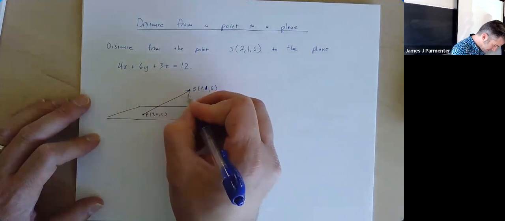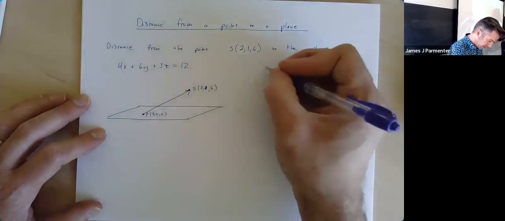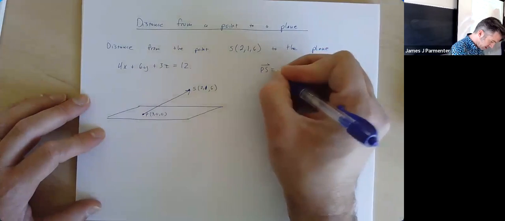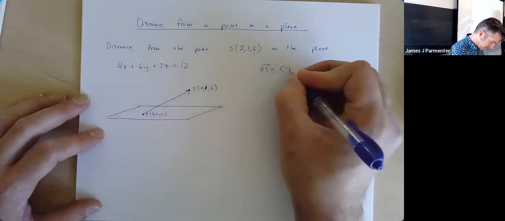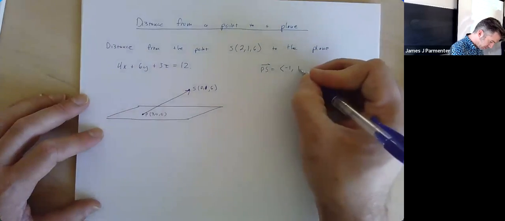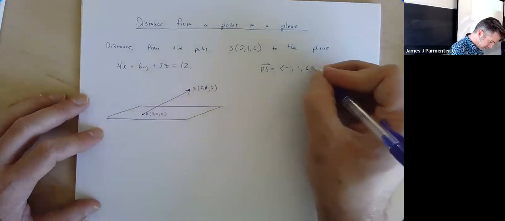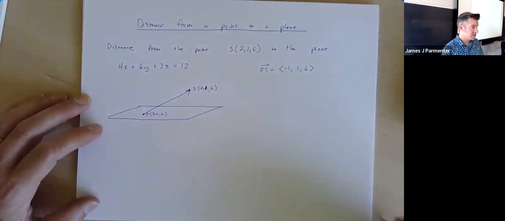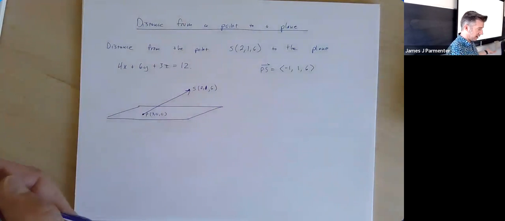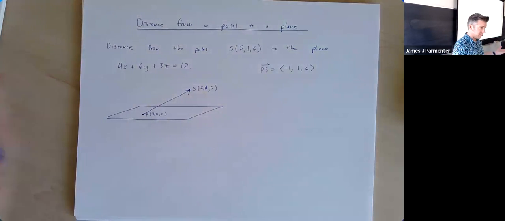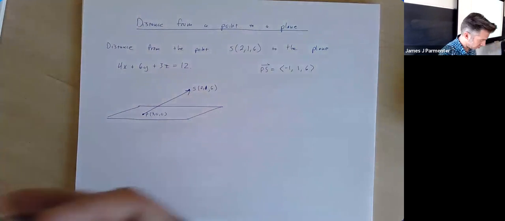So I'm going to write down PS over here. PS is just 2 minus 3, so -1, 1 minus 0, 6 minus 0. Or you can use the IJK notation, I don't care. You can use whatever you like. Obviously, I'm going between them all the time here, which is totally normal.